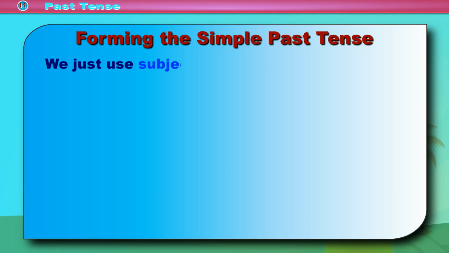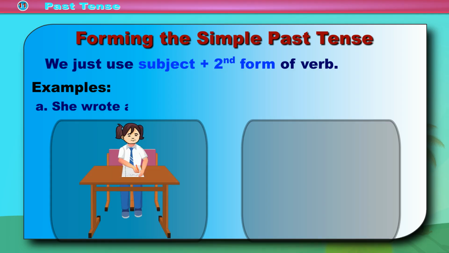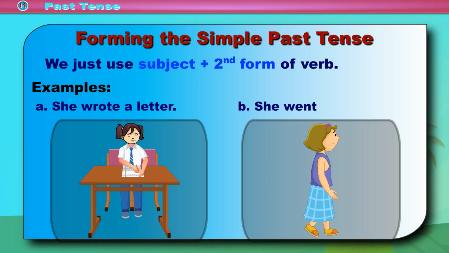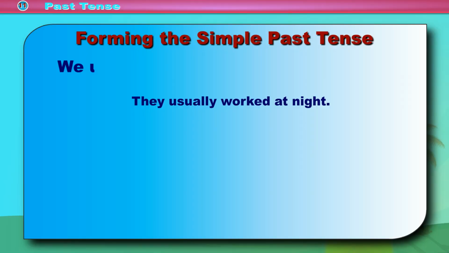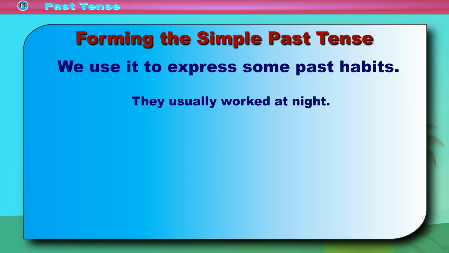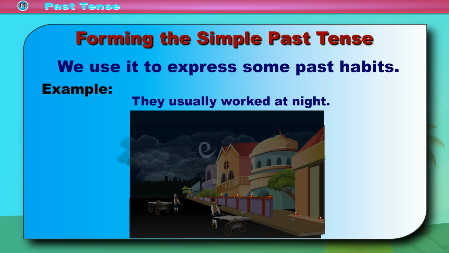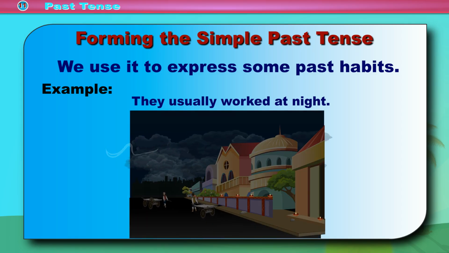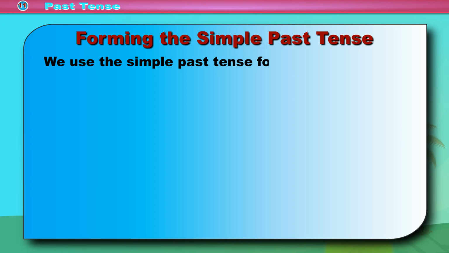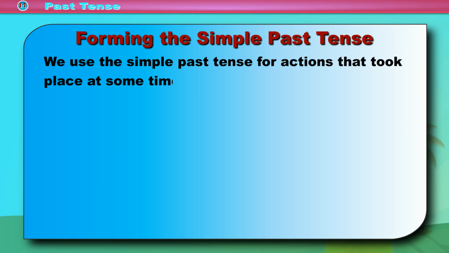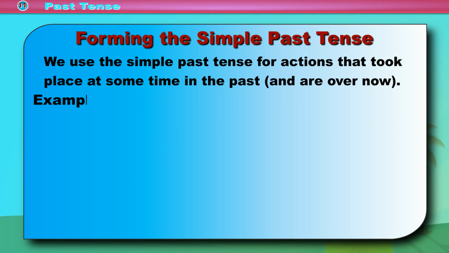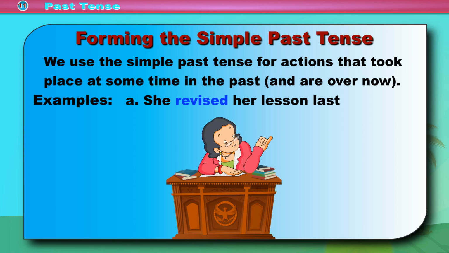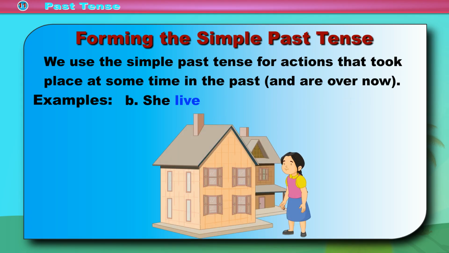We just use subject plus second form of verb. Examples: A. She wrote a letter. B. She went to the market. We use it to express some past habits. Example: they usually worked at night. We use the simple past tense for actions that took place at some time in the past and are over now. Examples: A. She revised her lesson last night. B. She lived in this house for 2 years.